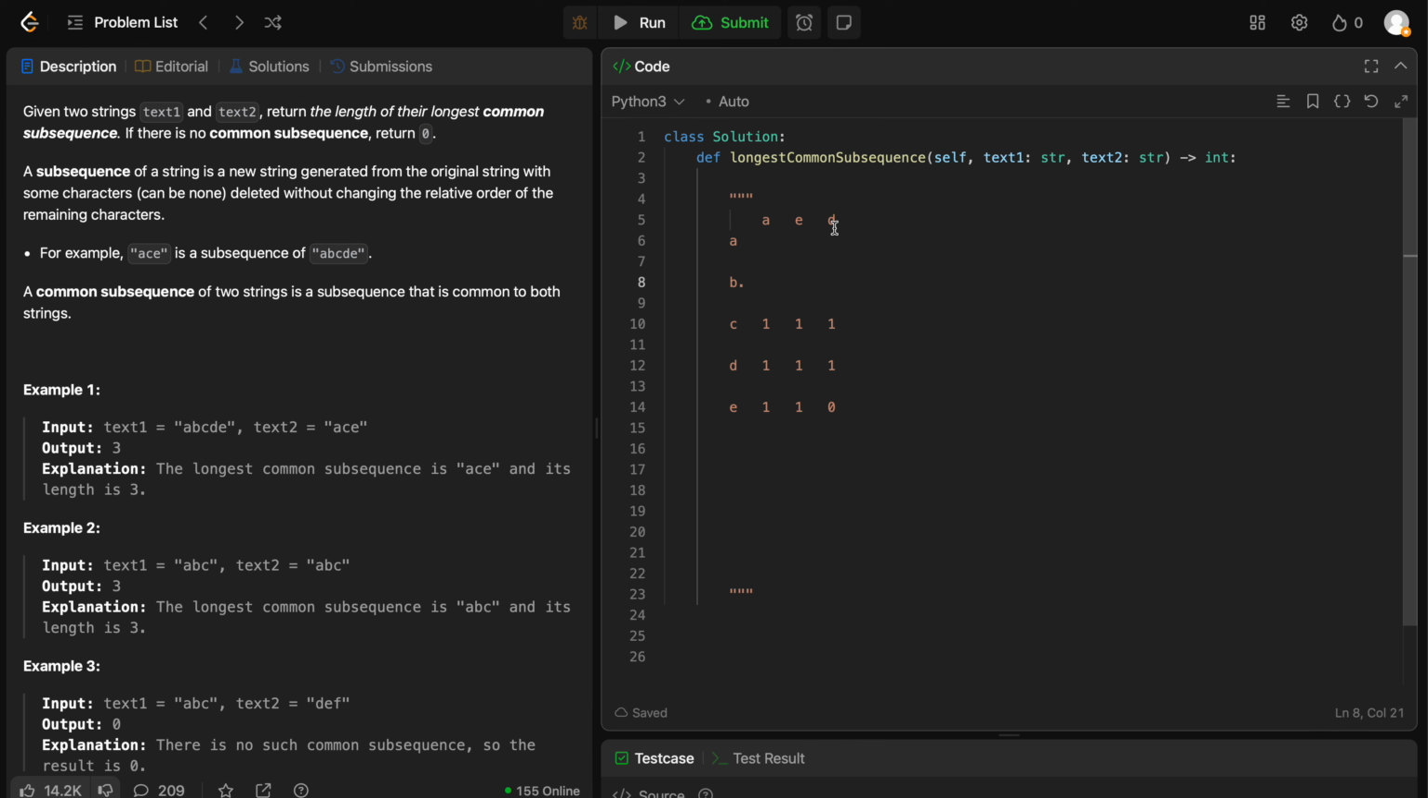Then again, do these two match? They do not match, so it's the maximum from here, it's 0, here it's 1. Then again, these two match, no. Maximum again, these two match, no. And the last row is again the same thing, 1, but here they match, so it's 1 plus the maximum, which was down there.